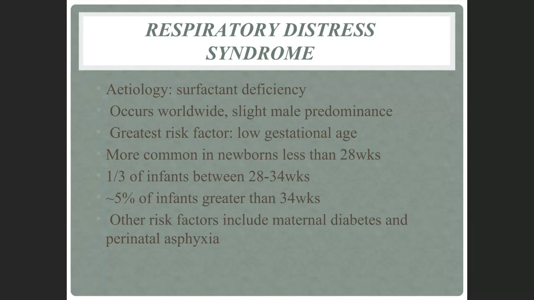It's more common in babies less than 28 weeks, and then a third occurs in babies between 28 and 34 weeks. And it's unusual in babies greater than 34 weeks. This is now the late preterm babies. The ones that tend to get it mainly at term are babies whose mothers have maternal diabetes. And of course, if a baby has perinatal asphyxia.